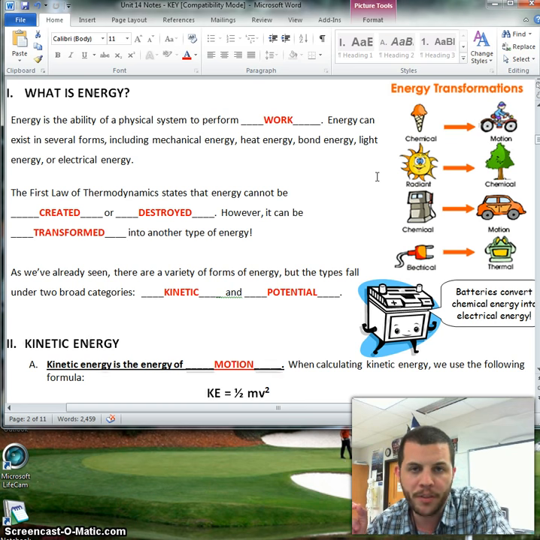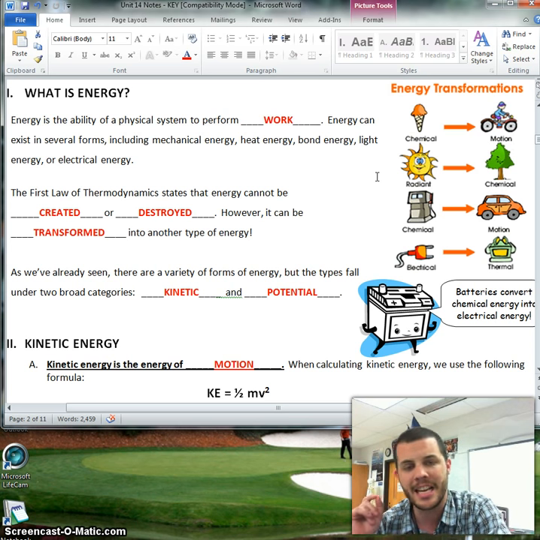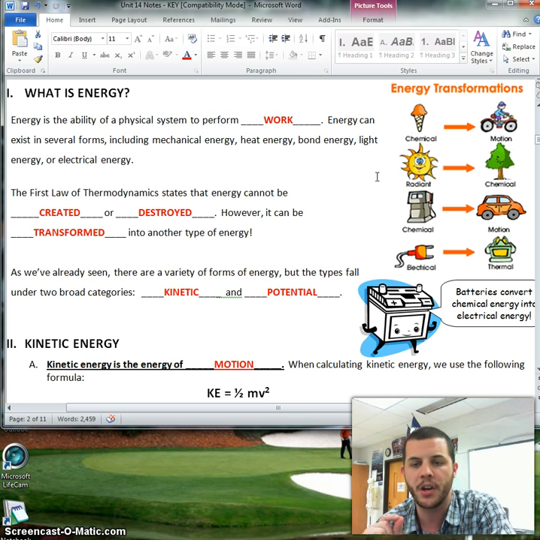One thing we do need to understand is the first law of thermodynamics. It's very similar to the law of conservation of mass. The first law of thermodynamics says that energy cannot be created nor destroyed. However, it can be transformed.